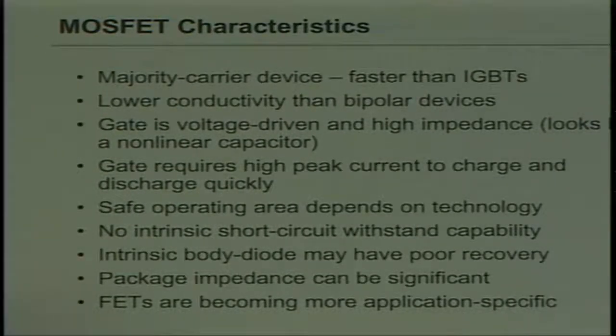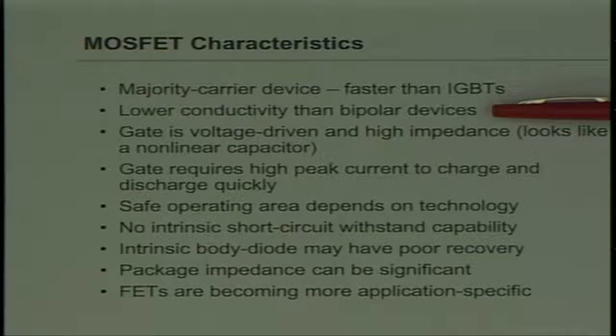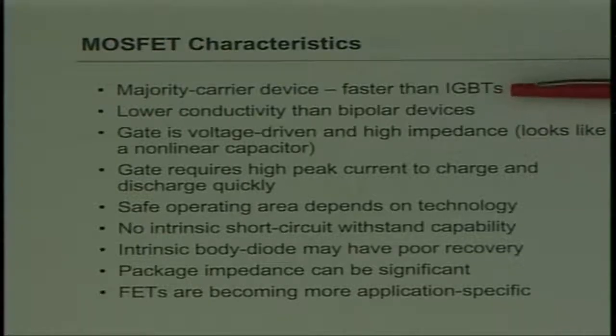Brief review of MOSFET characteristics. They're a majority carrier device, typically quite a bit faster than minority carrier devices like BJT or IGBTs. However, their conductivity per unit area, because you don't have the conductivity modulation, is quite a bit lower. So there's obviously cost trade-offs, and as you go up in voltage, the size of the equivalent FET becomes a trade-off where maybe IGBTs become more advantageous at higher and higher voltages.